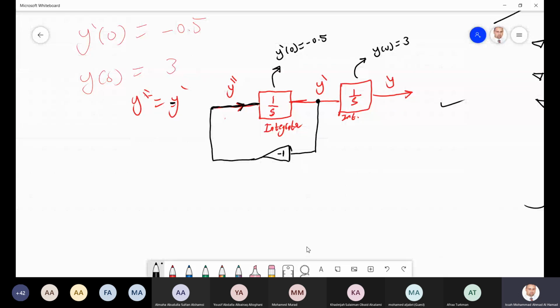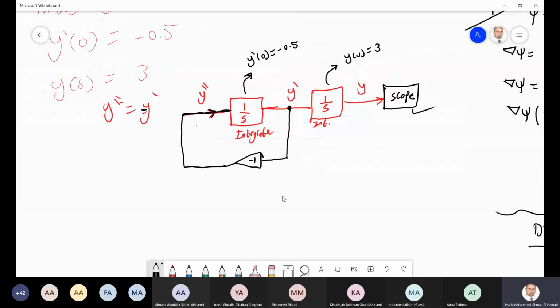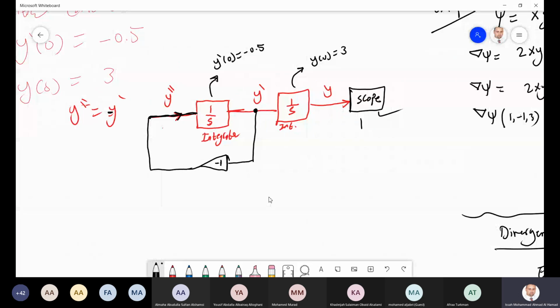Now, the first step is to provide a scope. Scope will give you a graph of y versus t. Okay.